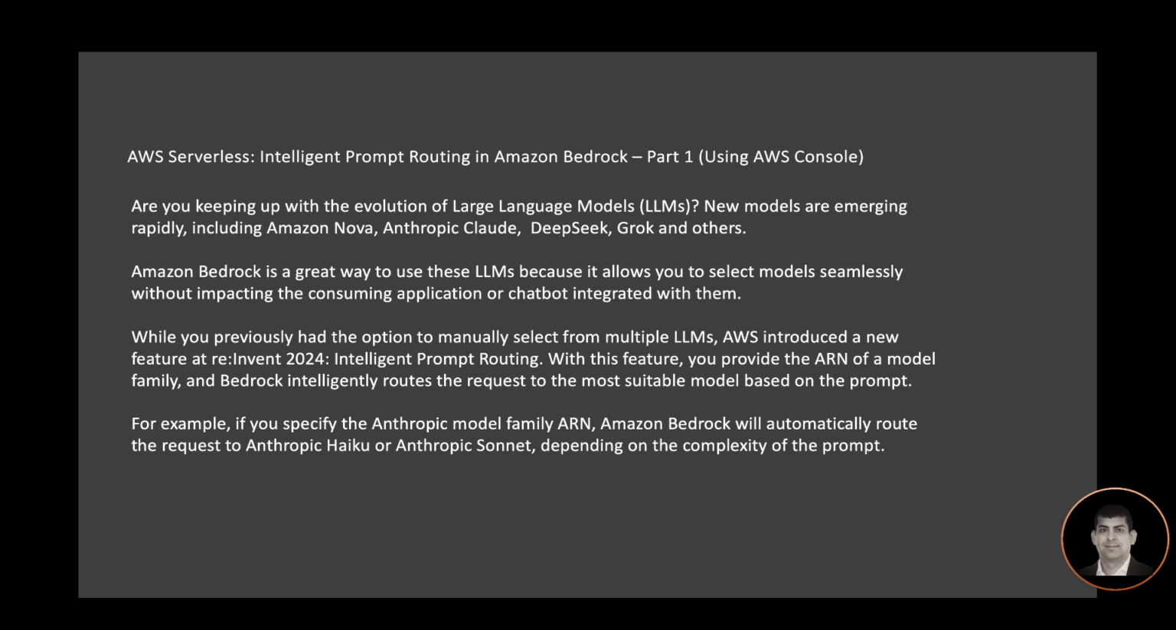While you previously had the option to manually select from multiple LLMs, AWS introduced a new feature at re:Invent 2024, Intelligent Prompt Routing. With this feature, you provide the ARN of a model family and Bedrock intelligently routes the request to the most suitable model based on the prompt. For example, if you specify the Anthropic model family ARN, Amazon Bedrock will automatically route the request to Anthropic Haiku or Anthropic Sonnet depending on the complexity of the prompt.